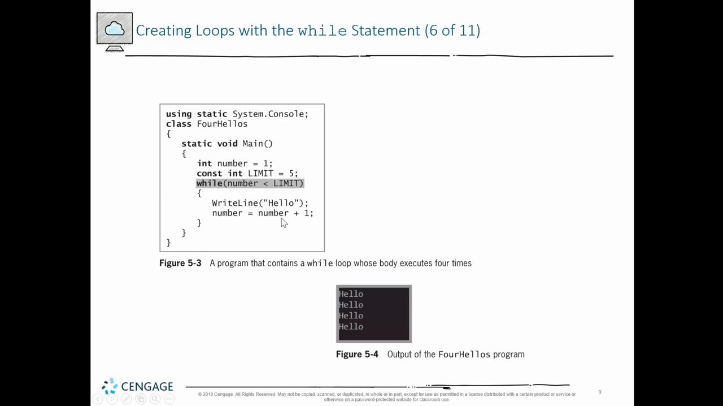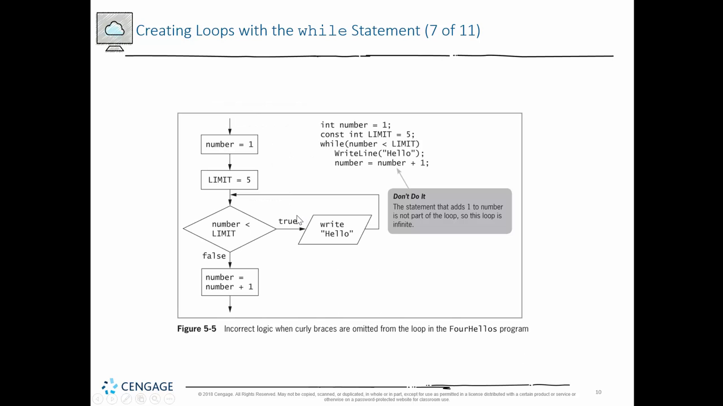Write it again. Number is 3. Write it again. Number is 4. Write it again. Number is 5. The test fails, so you fall out. If I wanted it to write 5 times, I could say less than or equal to limit here. Or I could have started that at 0 and left it the way it was. Always a lot of different ways that you can do this. Here it's showing you that if you don't put in the curly braces, this isn't going to work. It's going to write hello once, and it's going to do this regardless, and you're not in a loop.